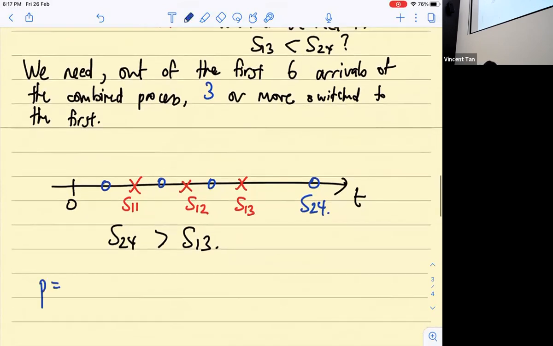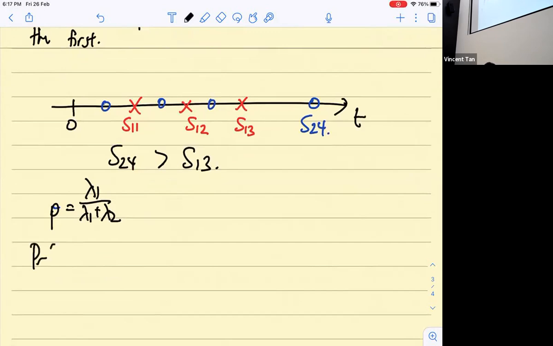Okay, so now let me write down something. Let us define P to be the probability of switching to the first process. The first one is the red one. So let us calculate what is the probability that exactly K are switched to the first process.